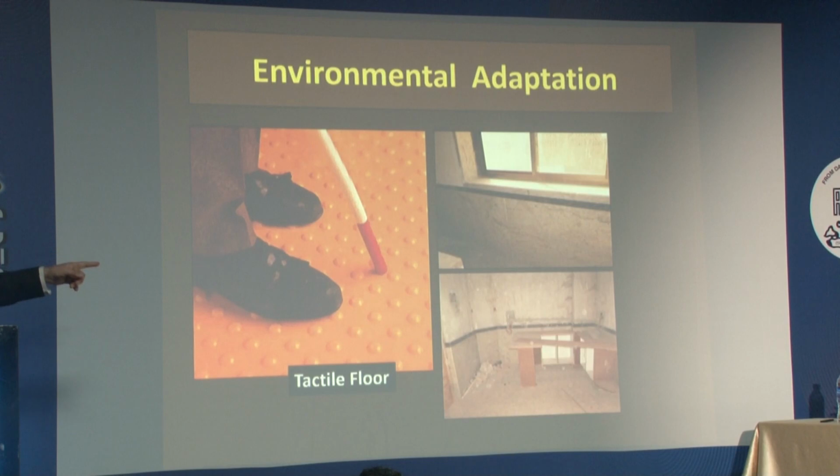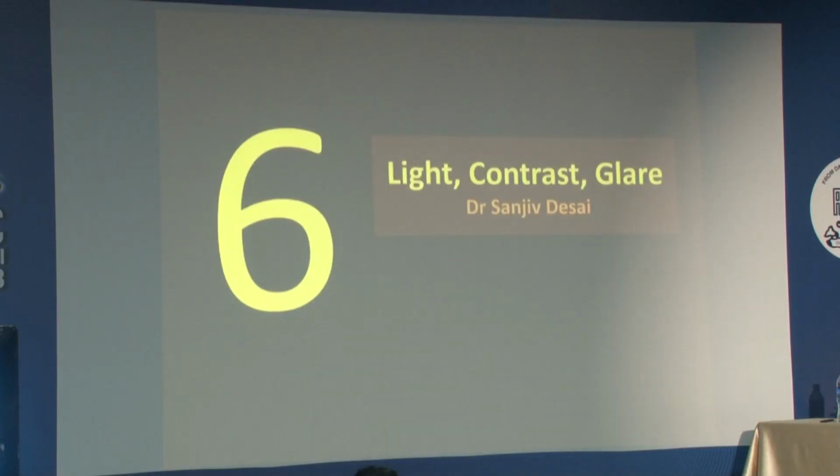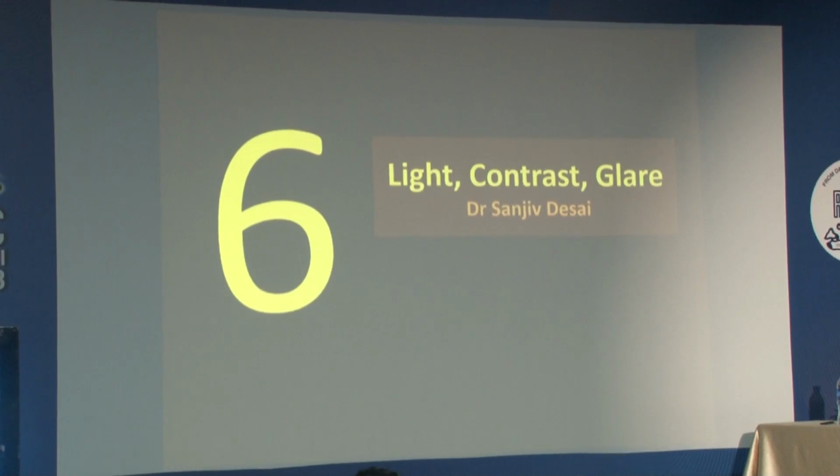And when I was building the new wing in my hospital, you can see I've put contrast lines all along the walls. So low vision patients can follow and be easily guided to where they are going or where they want to go. So that is the end of section 5, and we come on to section 6, which is about light, contrast, and glare, and how to manage it.